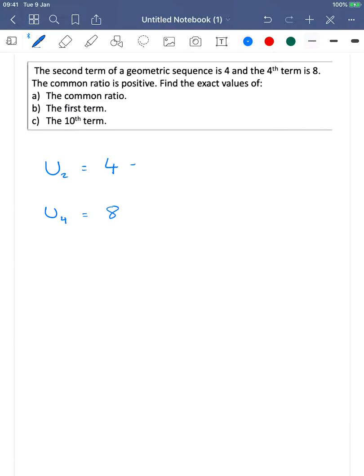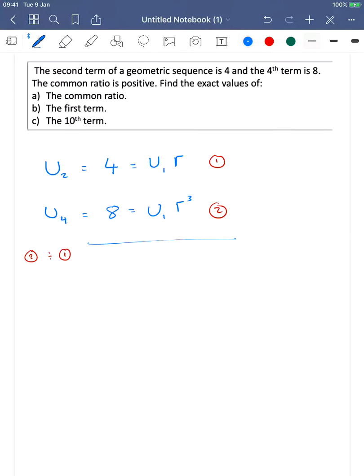Okay. How is this put together using our nth term? Well, 4 would be equal to u1 times r to the power of 1, or just r. And 8 would equal u1, again, times r to the power of 4 minus 1, which is 3. So we've got two equations here, our first and our second. Now, we are going to solve these simultaneously, and you could rearrange and substitute. We can't subtract or add, but we can do a division. So I'll do the second equation divided by the first, and let's have a look at what I get.